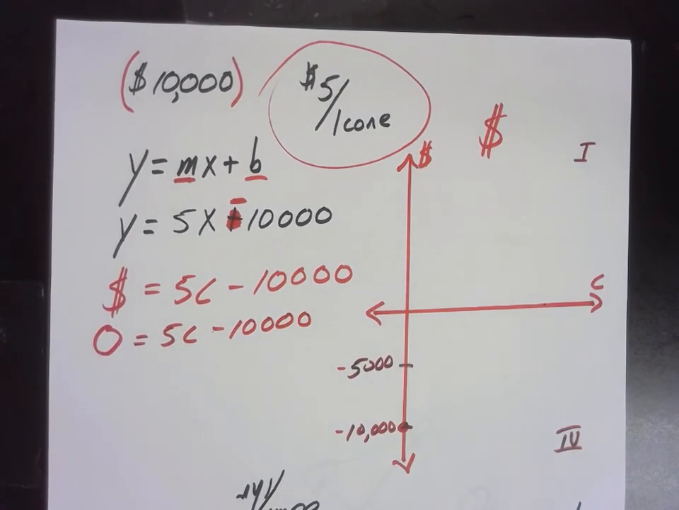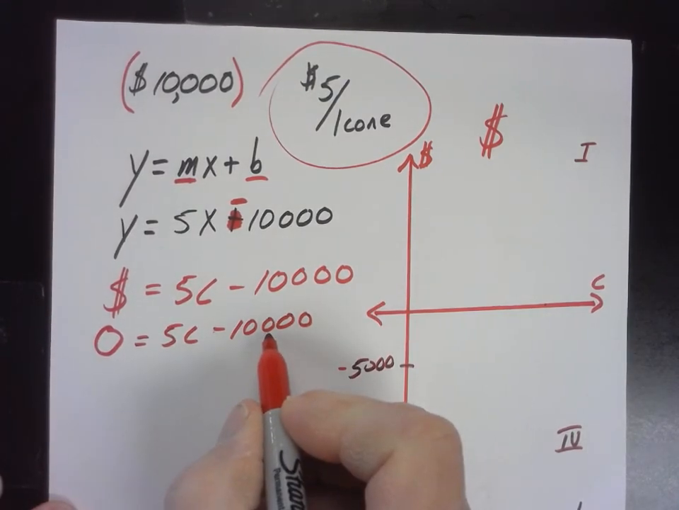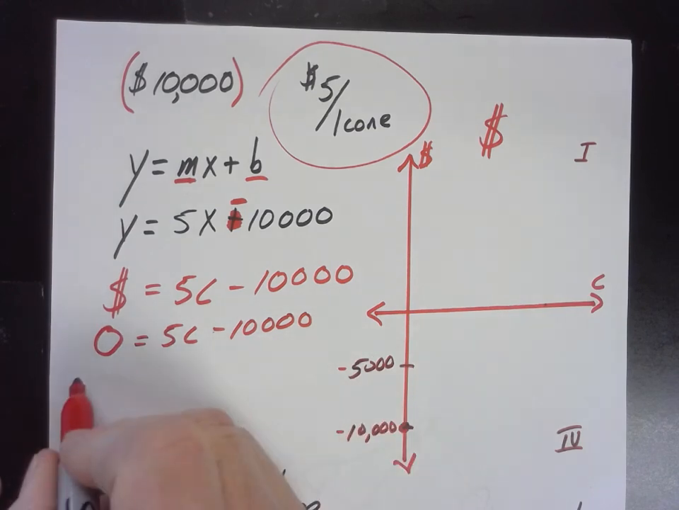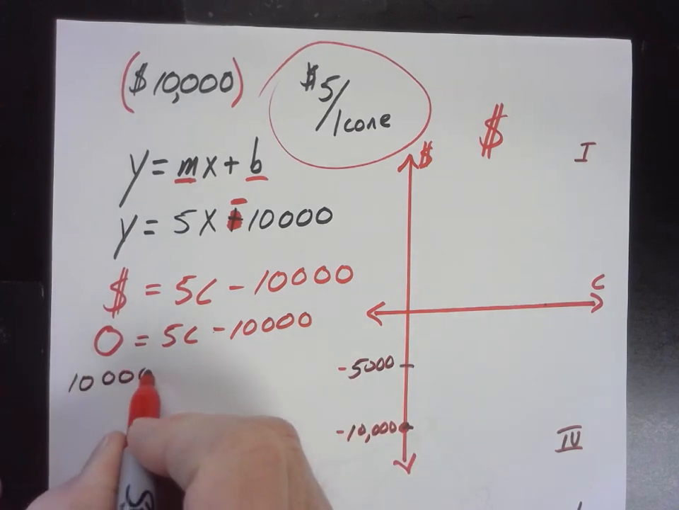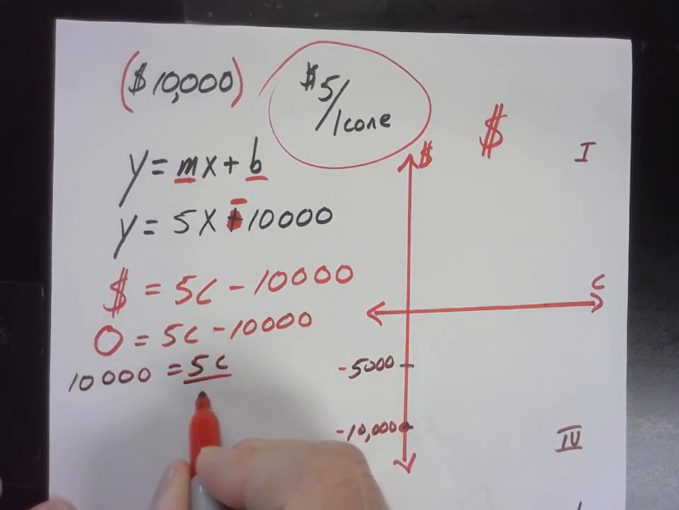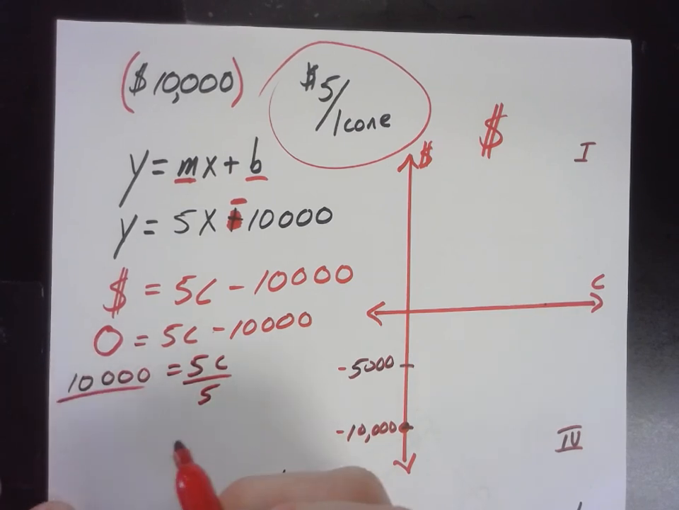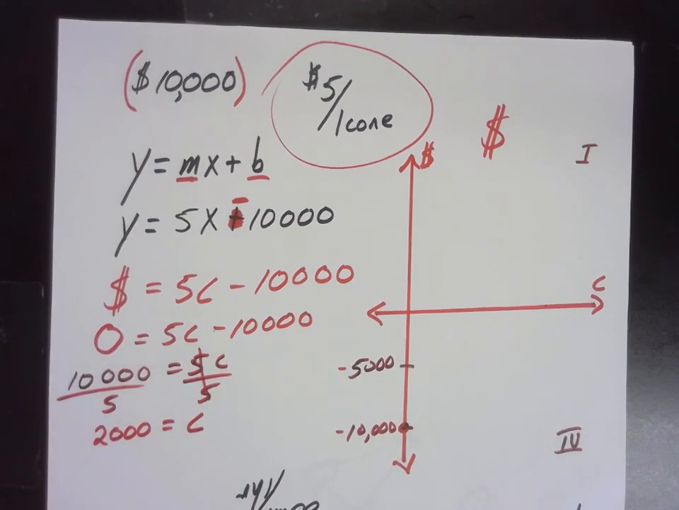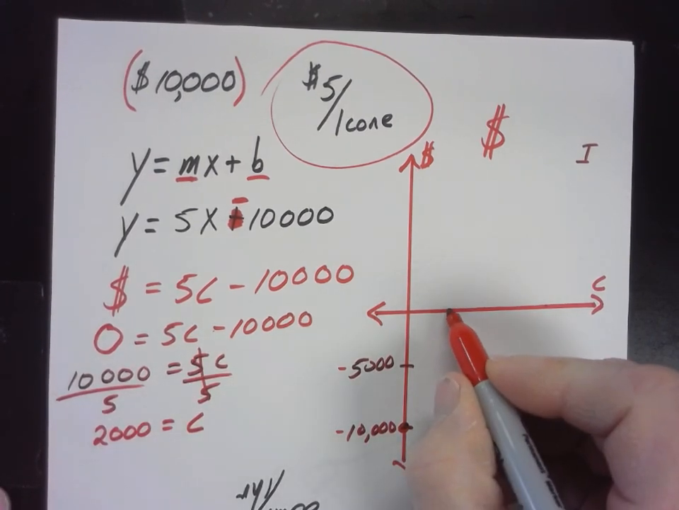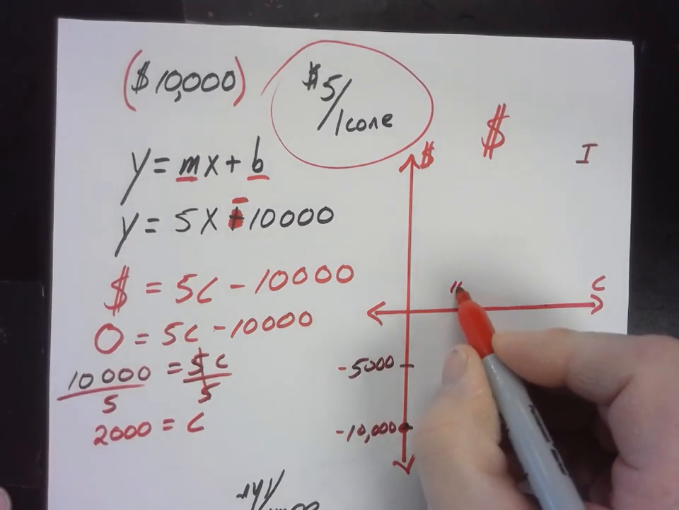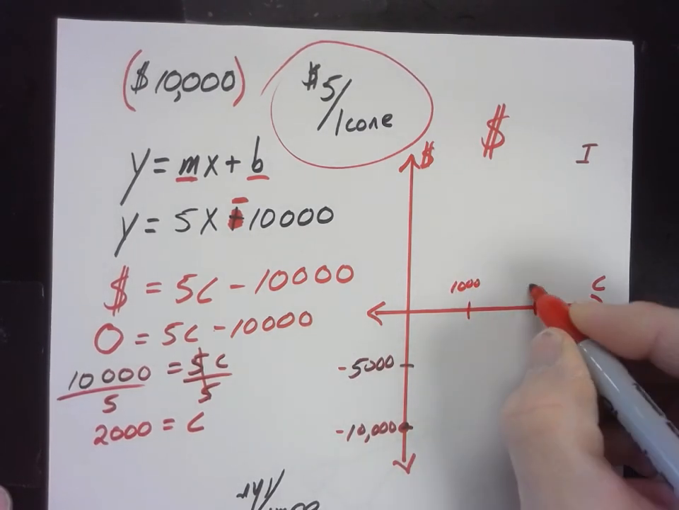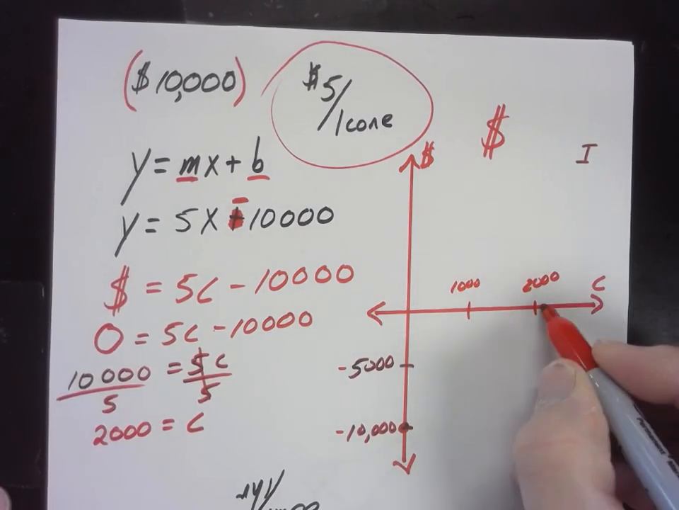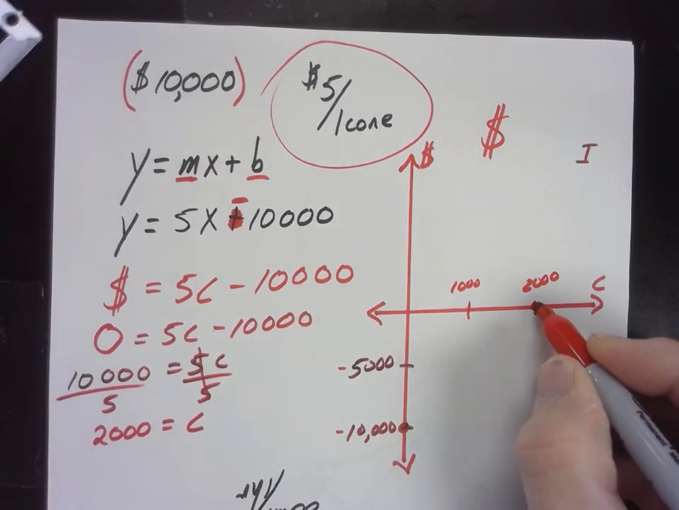Now, can we solve this and find C? Sure. What do you want to do? Add 10,000 to both sides. Divide both sides by C. Or sorry, by 5. 2,000? Holy moly, that's a lot of cones. So I'll just do this. 1,000. It's my graph. I can make it how I want it. There's my x-intercept.